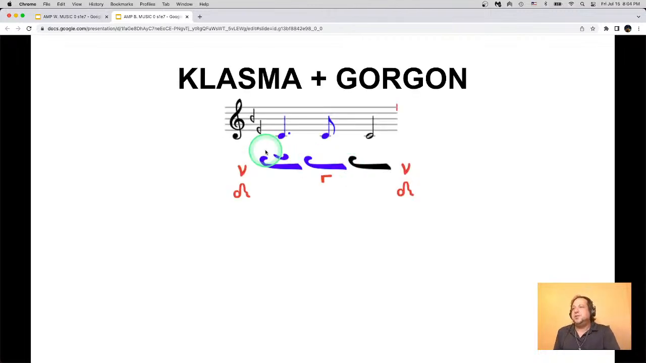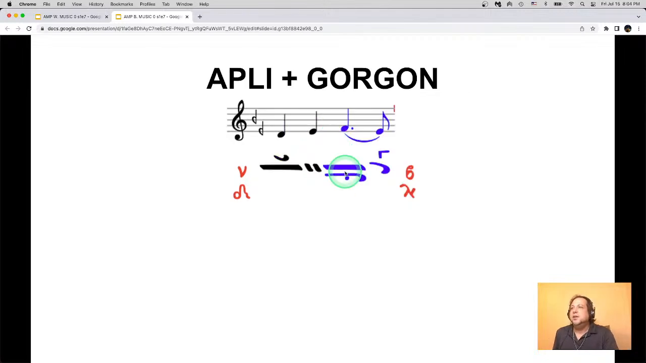Okay, rhythm combinations. So when you have a gorgon and a klasma, the gorgon takes the second half of the klasma that's added to the note and cuts it in half. So now you have a dotted quarter and an eighth note. I explained this a little bit in the other lesson. We're going to keep moving. Same thing with the apli and the gorgon. So this apli, even though it has this little fancy candy cane here, don't worry about that. It's still just dotted quarter, eighth note. Adds a beat. The beat is split in half with the next note that the gorgon is on.